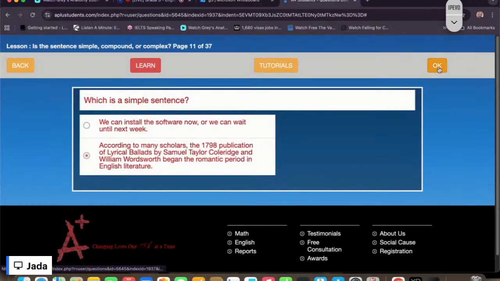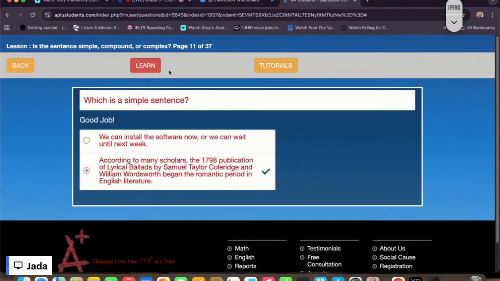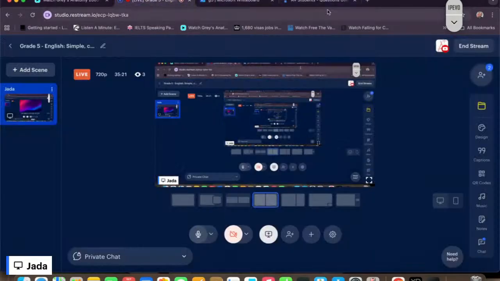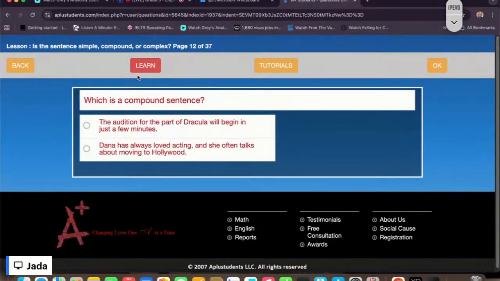All right, so we have the second as a simple sentence. The first one is what? The coordinating compound sentence. So which is the compound sentence? Is it the first or the second?